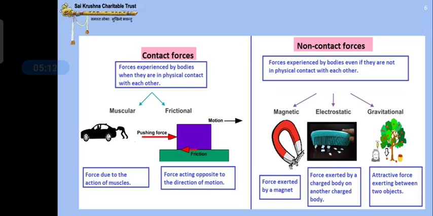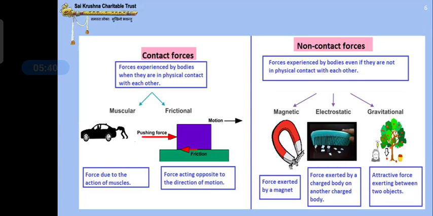Next comes the non-contact force. Three types: magnetic force, electrostatic force and gravitational force. What do you understand by magnetic force? The force exerted by a magnet. Yes, of course. As the name itself indicates, magnetic force means the force exerted by a magnet. It can be either a magnet and a magnet, or iron nails and a magnet. Whatever happens with respect to a magnet is said to be magnetic force.